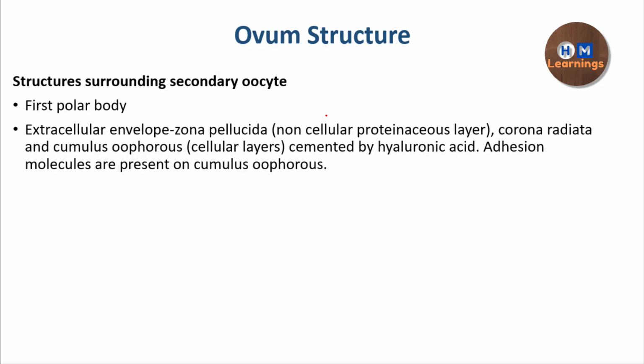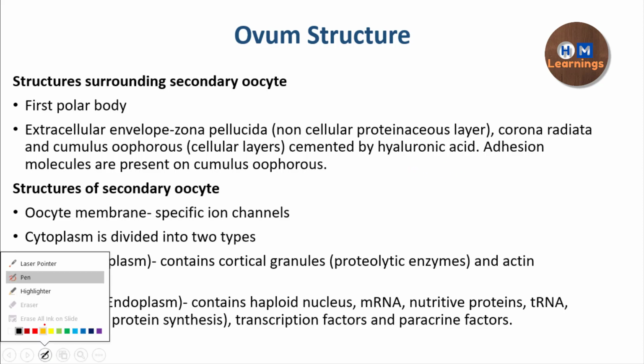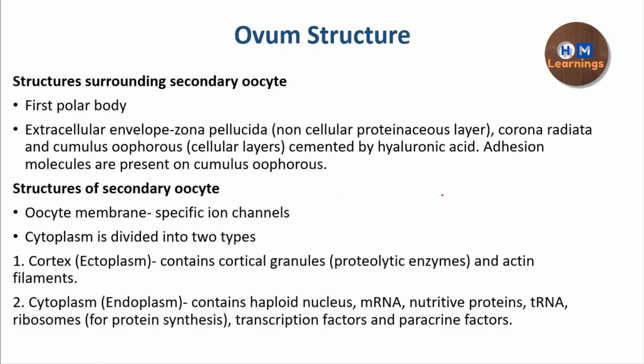Okay, so these are things which I have already told you. Now we will talk about the structure of a secondary oocyte. These are the structures which surround the oocyte, and then there is the secondary oocyte. So we will draw and understand this. This is the secondary oocyte, which has a cell membrane. The cell membrane has specific ion channels, and in the center, we are drawing just for depiction, is the haploid nucleus.